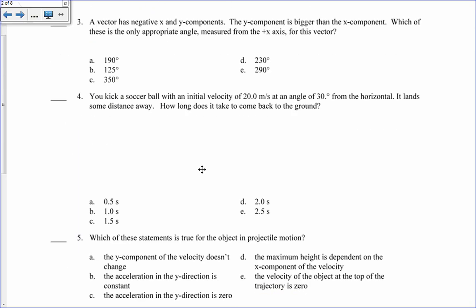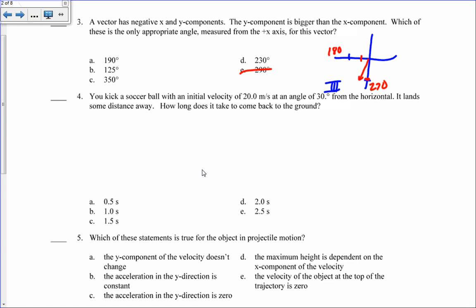The vector has negative x and y components. All right, if it has a negative x component and negative y component, it needs to be in the third quadrant somewhere. It says the y component is bigger than the x component. That means that this is going to be bigger than this. So that'll put the vector somewhere like that. Now, to be in the third quadrant, we can just get rid of some. It has to be between 180 and 270.